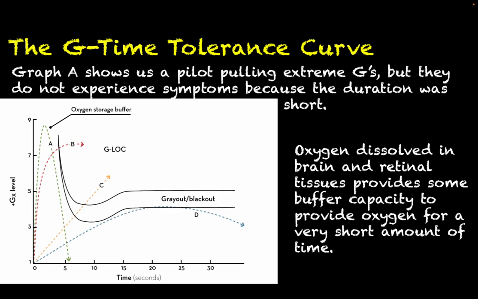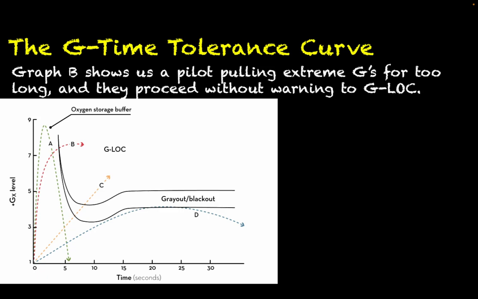So the reason why that pilot did not lose consciousness, because they pulled Gs for such a short period of time, is because of what is called the oxygen storage buffer. This refers to oxygen that is dissolved in the fluids of the brain and retinal tissues that provides just enough oxygen to get you by for a couple of seconds when you interrupt blood flow to the brain and to the eyes. So that is only for a very short period of time, so it is definitely not something to count on too much.